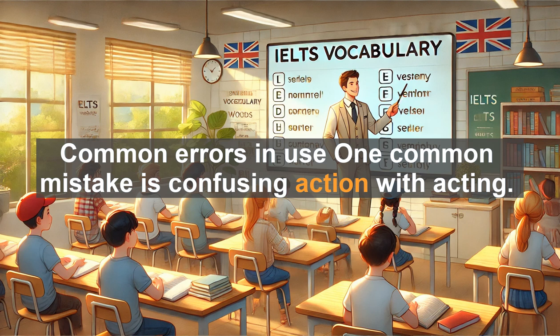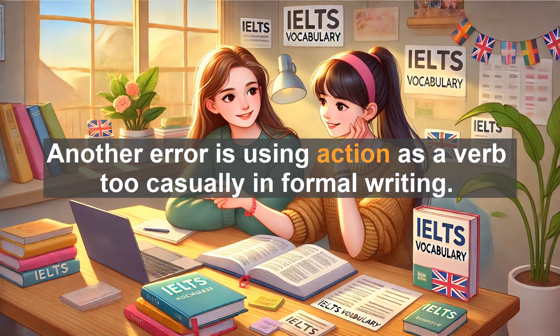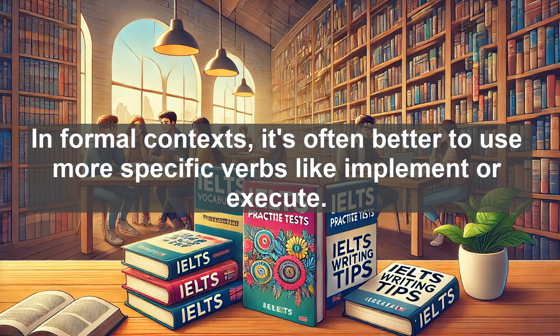Common errors in use: one common mistake is confusing action with acting. While action refers to doing something, acting usually refers to performing in a play or movie. Another error is using action as a verb too casually in formal writing. In formal contexts, it's often better to use more specific verbs like implement or execute.